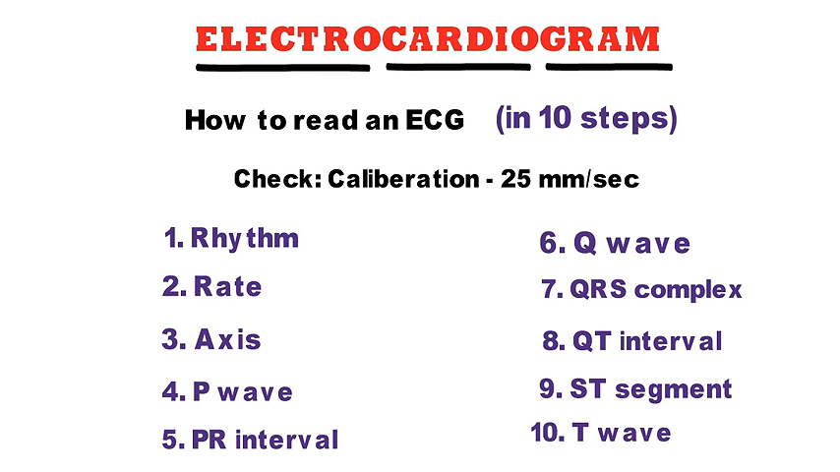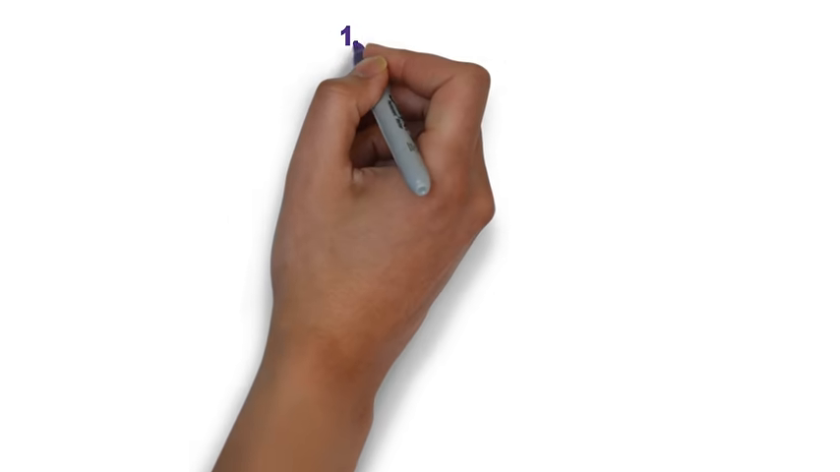But before calculating the rate, you should know whether the rhythm is regular or not. I'll tell you the reason when I discuss the rate. So we'll discuss the ECG interpretation in this manner: rhythm, rate, axis, P wave, PR interval, Q wave, QRS complex, QT interval, ST segment and T wave. Now step 1 is rhythm.